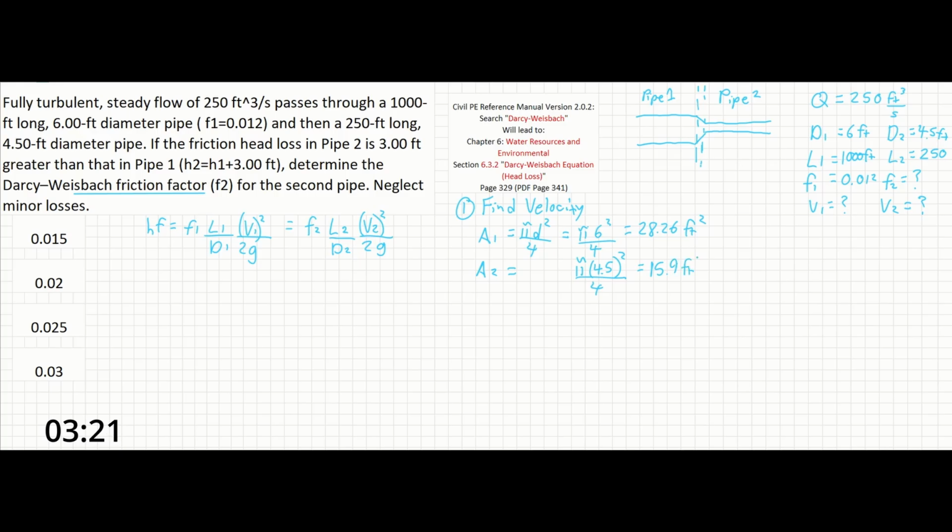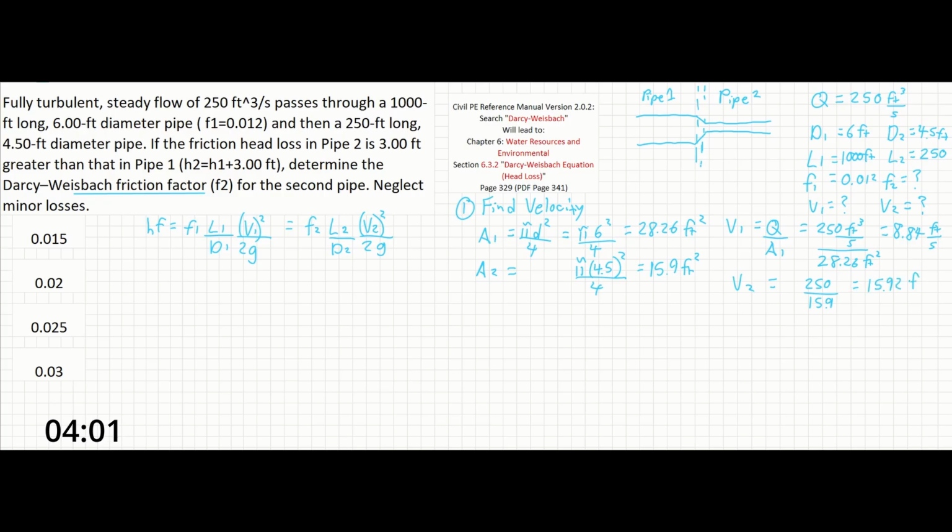So now that we have our areas, let's solve for V1. If V1 equals Q over A1, then that's going to be 250 cubic feet per second over 28.26 square feet. And this will come out to 8.84 feet per second. Likewise, velocity 2 is going to be equal to Q over A2. The Q is the same since it's constant through both pipes, and this will come out to about 15.92 feet per second.